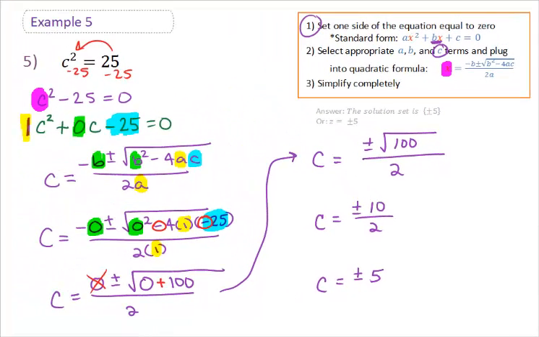So it gives me the exact same answers no matter what method I use, whether it's the factoring method, the square root method, or the quadratic formula method.